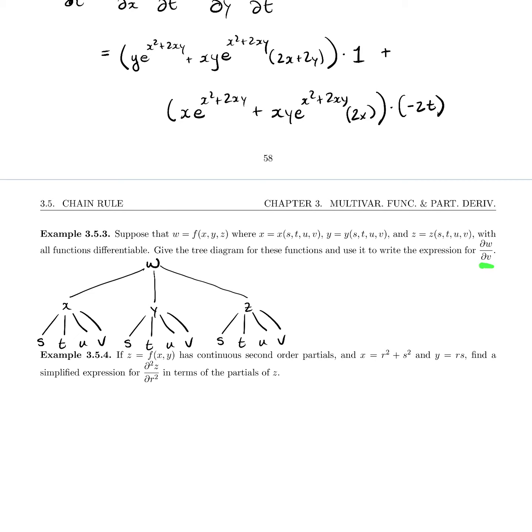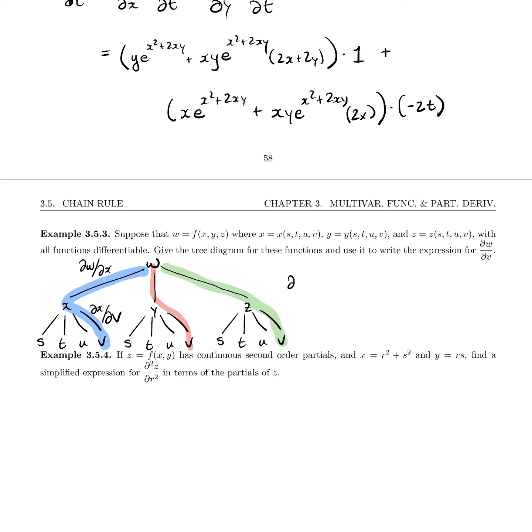Now we want del w del v, which means that we are going to follow those branches down to get to v in every case. So I'm not going to label all the branches, I'll just label the ones that we need. So here is going to be del w del x, and this is del x del v, and we'll understand that the rest of them are labeled in a similar fashion.